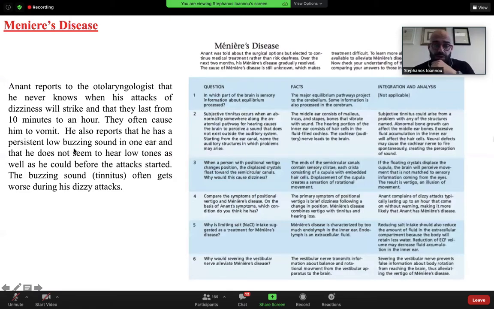He also reports a persistent low buzzing sound in one ear and that he does not seem to hear low tones as well as he could before the attack started. The buzzing sound often gets worse during his dizzy attacks. Now, this ringing sound that the patient is feeling, obviously, comes from, as we learned yesterday, the cochlear duct that contains the organ of Corti.